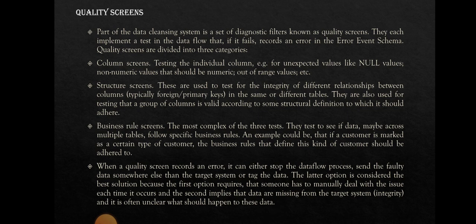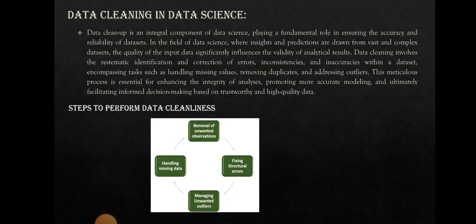When a quality screen records an error, it can either stop the data flow process, send the faulty data somewhere else than the target system, or tag the data. The latter option is considered the best solution because the first option requires that someone has to manually deal with the issue, checking each time it occurs, and the second implies that data are missing from the target system, and it is often unclear what should happen to this data.